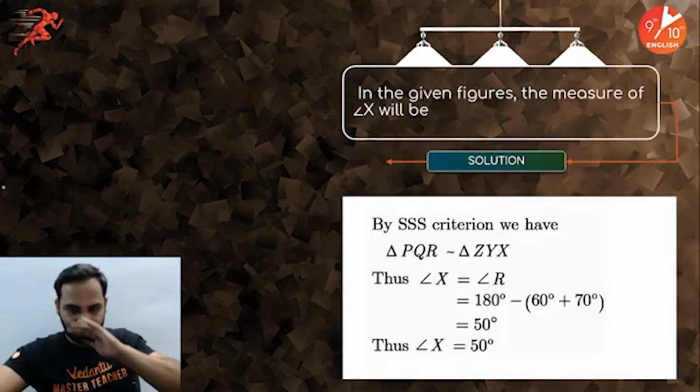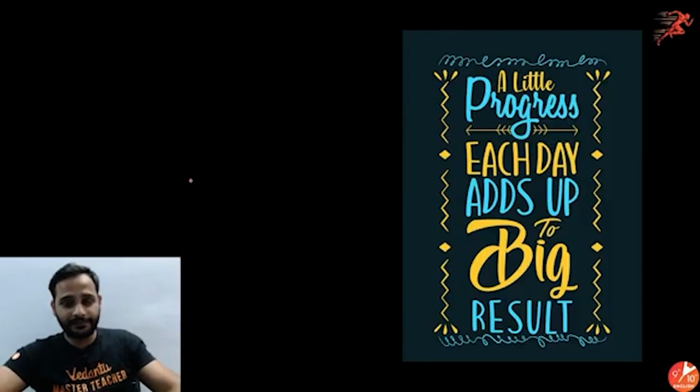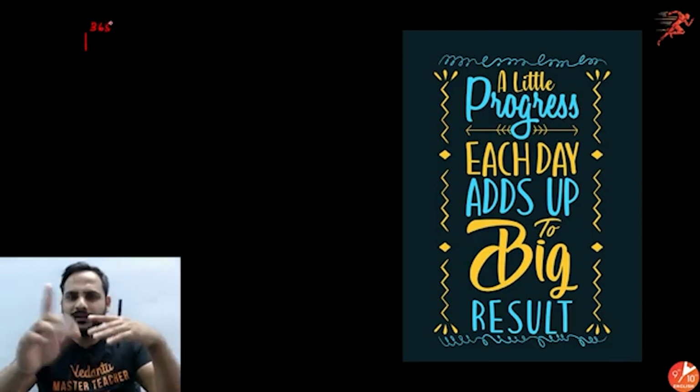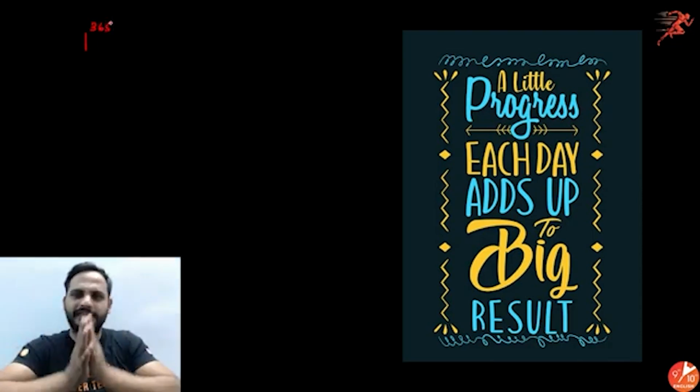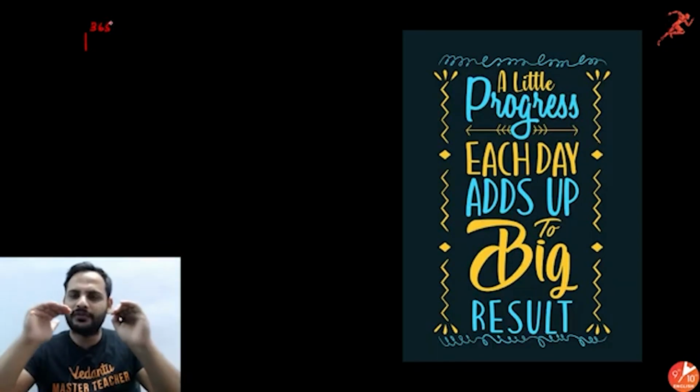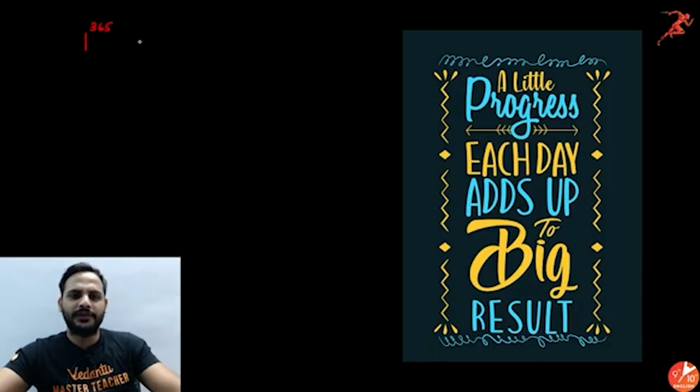Remember, guys, a little progress each day adds up to big results. If I want to explain this mathematically, you can do this on your own. 1 raised to the power 365. Say you are one individual, and you remain the same throughout the year, all 365 days. So 1 raised to the power 365 is equal to 1 only, right?